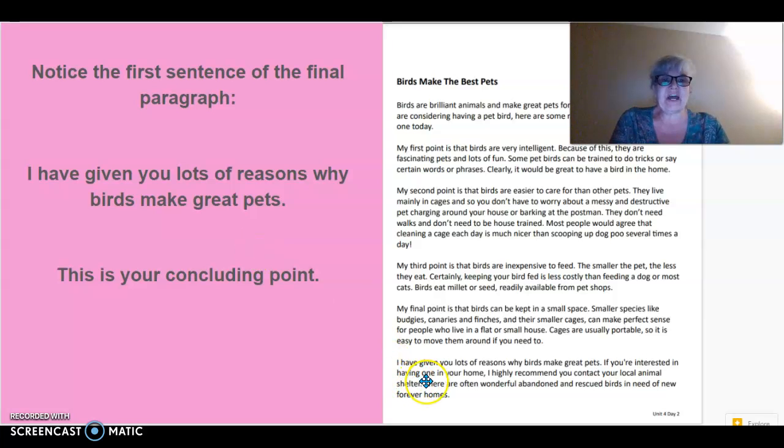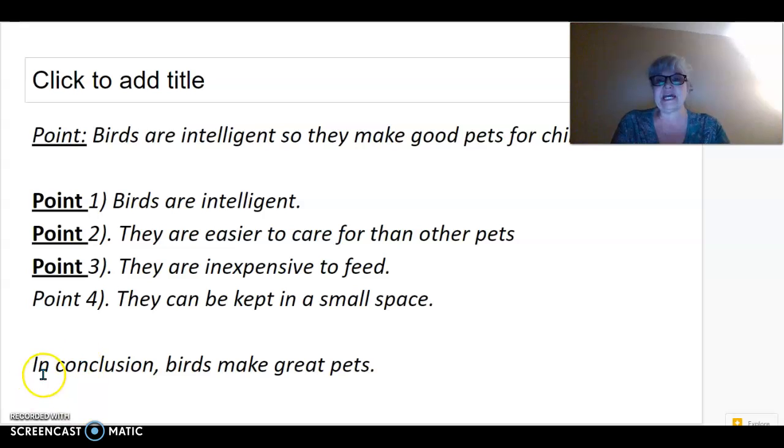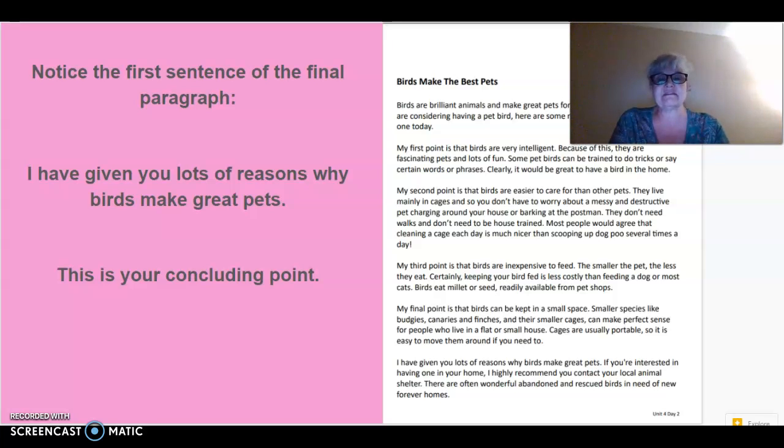Now, my final paragraph, all right, this is going to be your concluding point. It says, I have given you lots of reasons why birds make great pets. All right, and so I've written that down as your sentence right there. And I go and I add it here. In conclusion, birds make great pets. I didn't write it exactly the same way, but I wrote it in a way that I could understand it and I can remember it, okay?